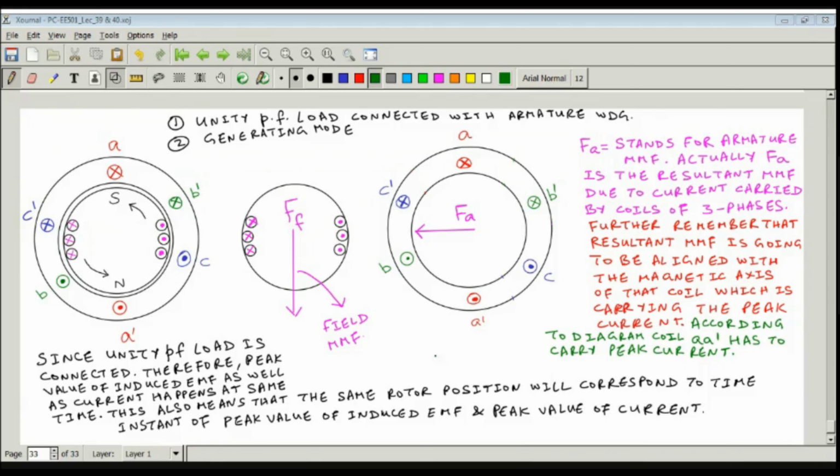So now we can find that FF and FA, these are the two MMFs inside the synchronous generator. Obviously, there are two windings. What are they? Armature winding and field winding. So there will be one MMF corresponding to armature winding and another MMF corresponding to field winding. So we are having two sets of MMF, isn't it?